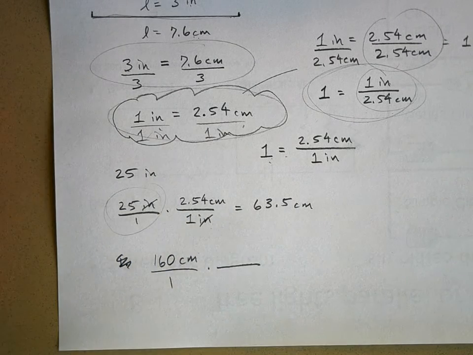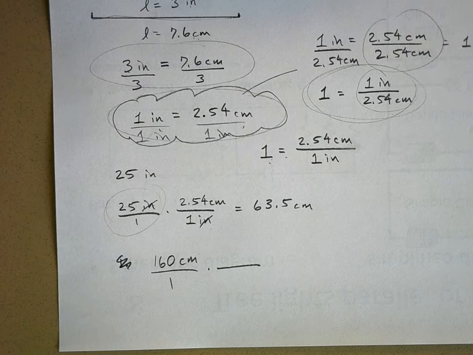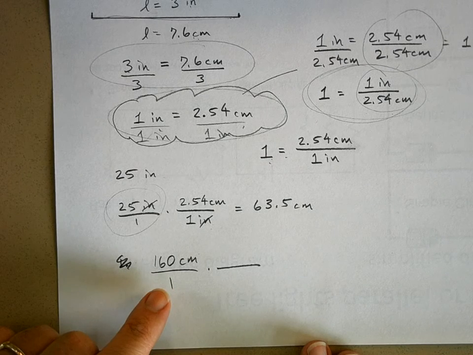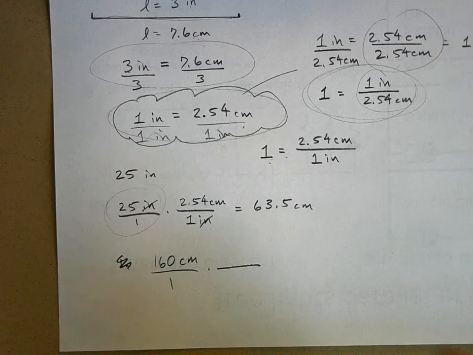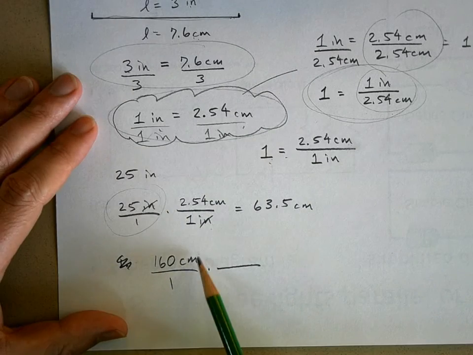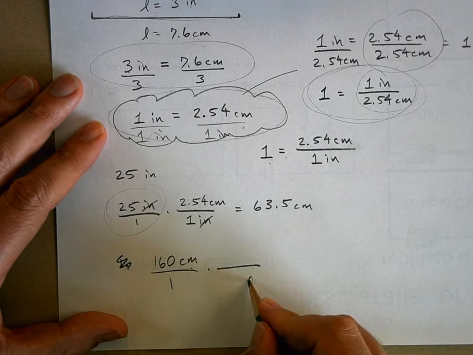Okay, well, here's what you do. Everybody pay attention right now. If you fade out, fade right back in. Here's how you set it up to do a conversion factor. You want to change 160 centimeters to inches, put it over 1. What do I want to get rid of? I want to get rid of centimeters. So if this is on the top, you put centimeters on the bottom.